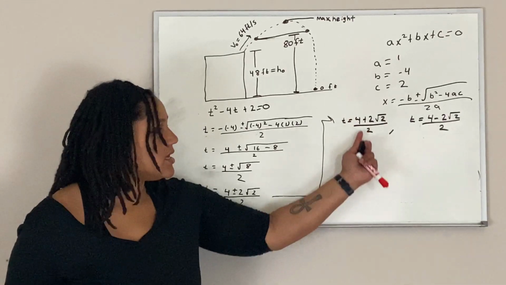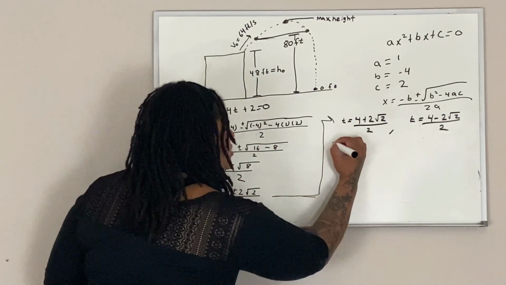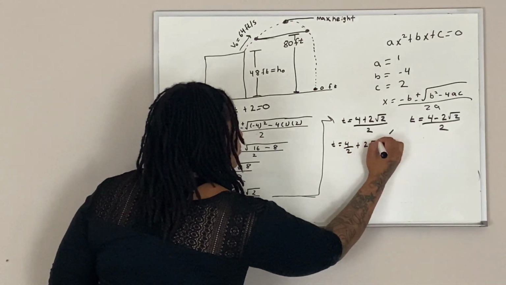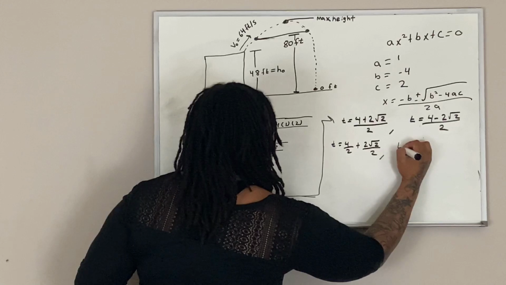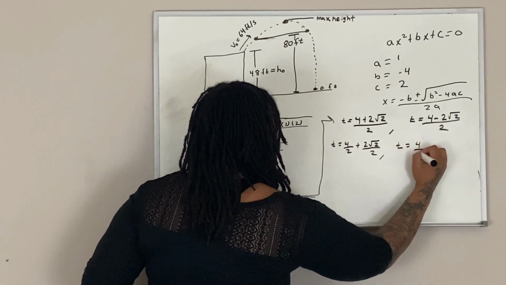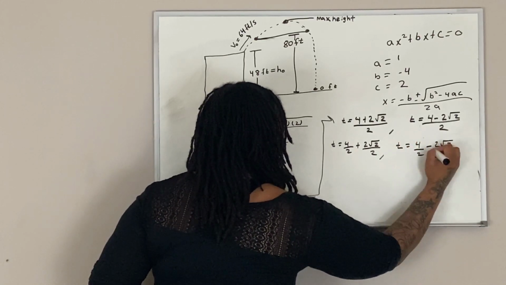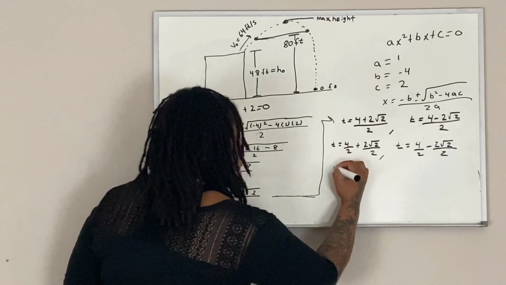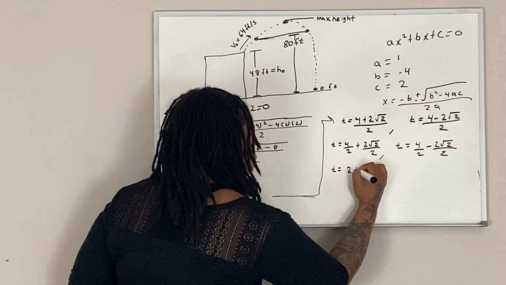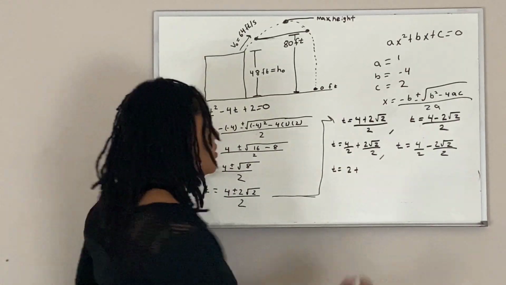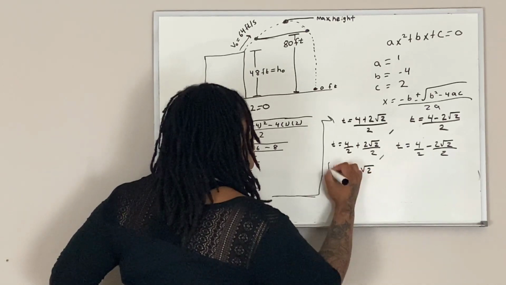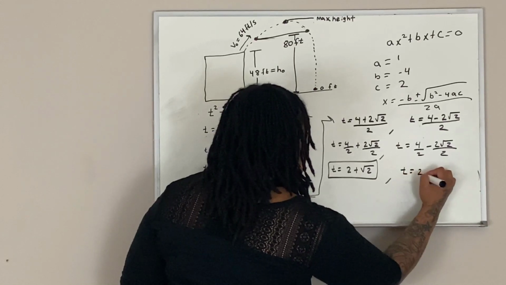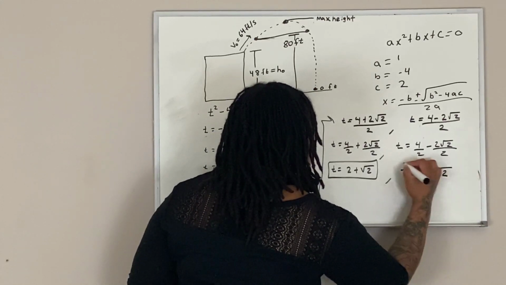Now we can split the numerator up a little bit. So now we have t is equal to 4 over 2 plus 2 root 2 all over 2, and we also have t is equal to 4 over 2 minus 2 root 2 all over 2. And now I can go ahead and simplify it just a little bit. 4 divided by 2 is 2, so we have t is equal to 2 plus, and then the 2's cancel here, so we can say 2 plus root 2. And we also have t is equal to 2 minus root 2.